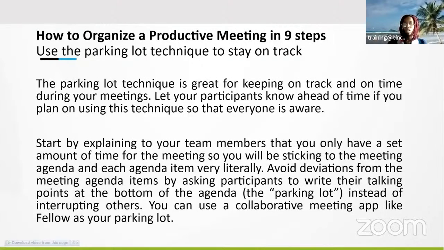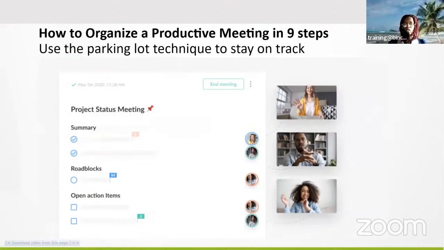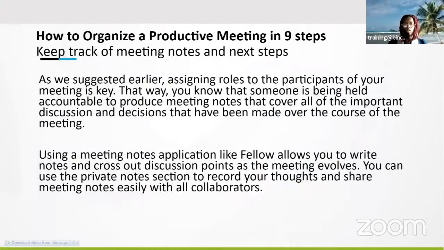You can use the parking lot technique to stay on track. This is just a way for you to keep track and be on time during the meeting. You start by explaining to your team members that you only have a set amount of time for the meeting and you have certain things to talk about and you don't want to deviate from the meeting agenda. You can also use a tool to keep track of the parking lot technique.